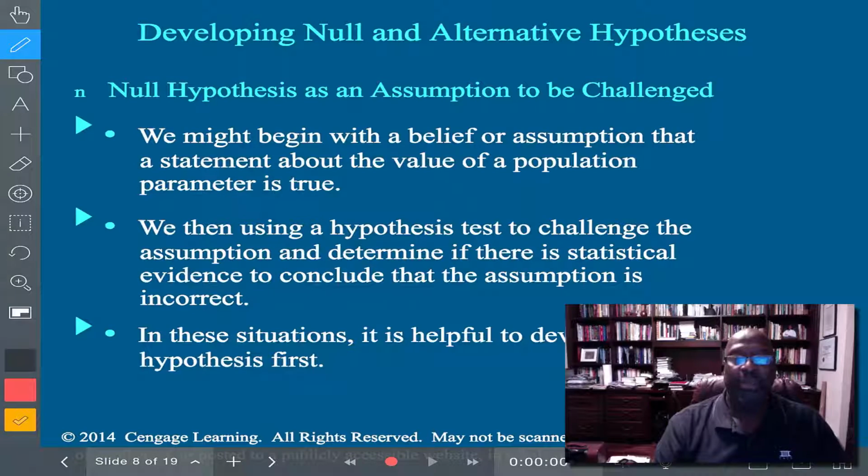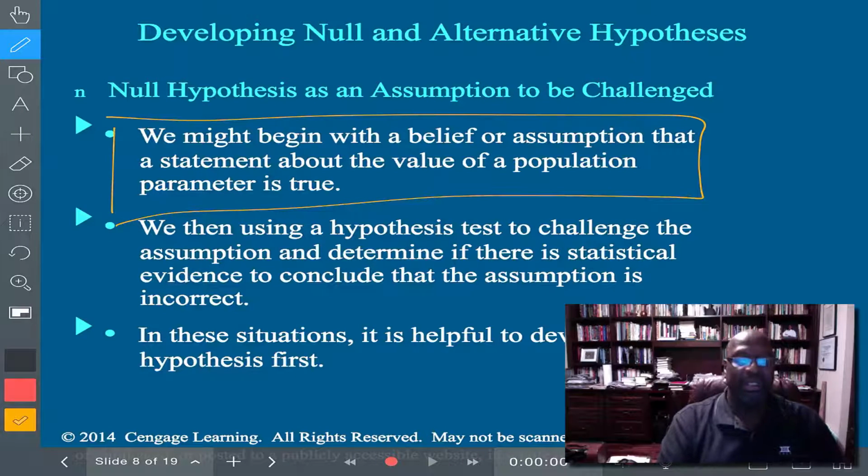That's another one. Null hypothesis and assumption to be challenged. So we might begin with a belief or an assumption that a statement about the value of the proposition is true. So that's basically the null hypothesis. Then we are using a hypothesis test to challenge the assumption and determine if there's statistical evidence to conclude the assumption is incorrect.